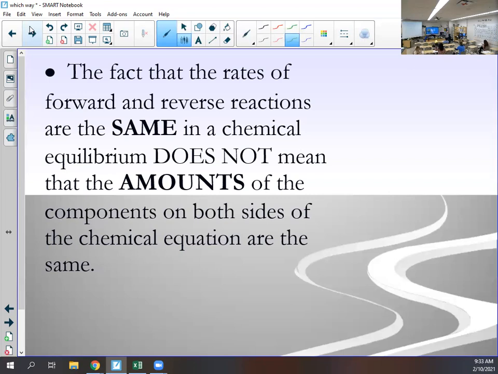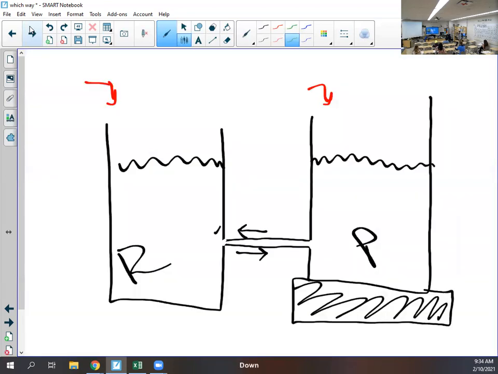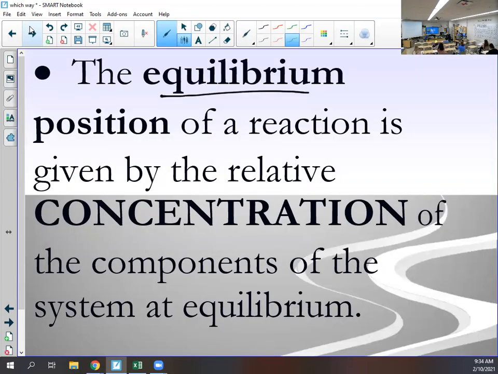Okay, that is a reversible reaction at equilibrium. I gotta hurry. The equilibrium position of a reaction is given by the relative concentration. Oh, that's a lot of letters for a small blank.